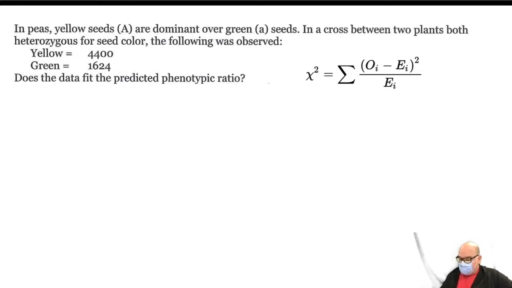So, first thing we need to do is look at the genetics information in the practice problem up there and figure out what our expected ratio should be. Okay, so we see in peas yellow seeds are dominant over green seeds, so big A, little a, and a cross between two plants, both heterozygous. They are both heterozygous for seed color. That's pretty easy. Let's go ahead and start there.